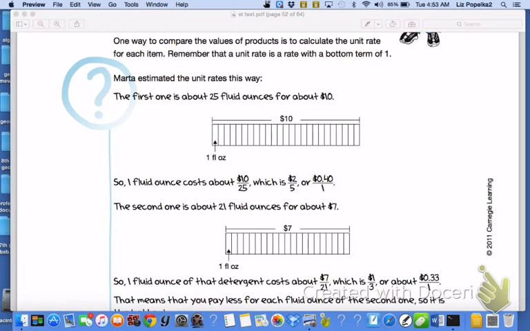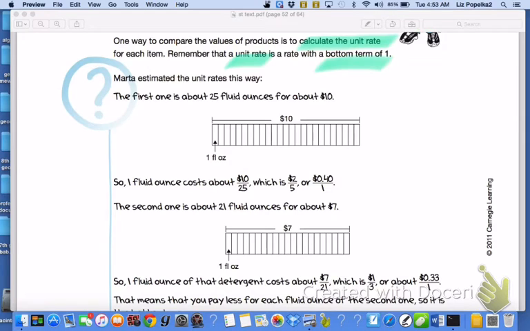So what I just did when I answered that question, the more, for lack of a better term, mathy kind of way, is that I calculated the unit rate for each of those boxes of detergent. And you might recall from 6th grade that a unit rate is a rate with a bottom term of 1. Let's put it into numbers to make sure we understand what we're talking about.